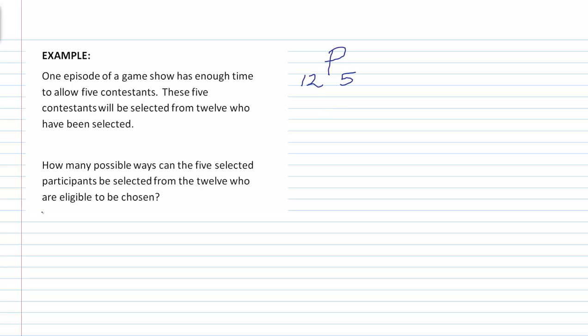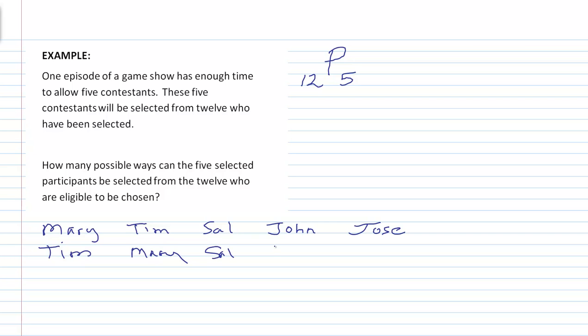So if you've got Mary, Tim, Sal, John, and Jose all participating, that would be different from Tim getting picked first, followed by Mary, Sal, John, and Jose. So we're saying that order does matter here. Let's go with the formula first, and then we'll go with a shortcut.